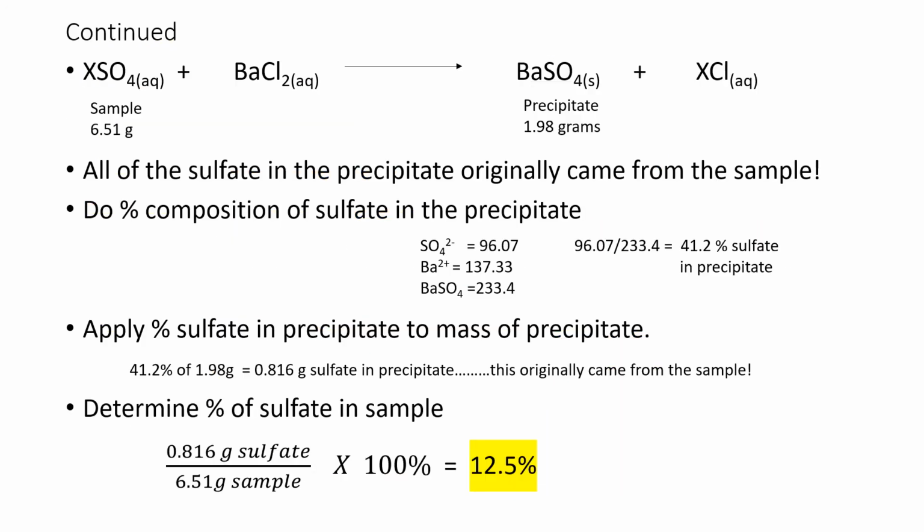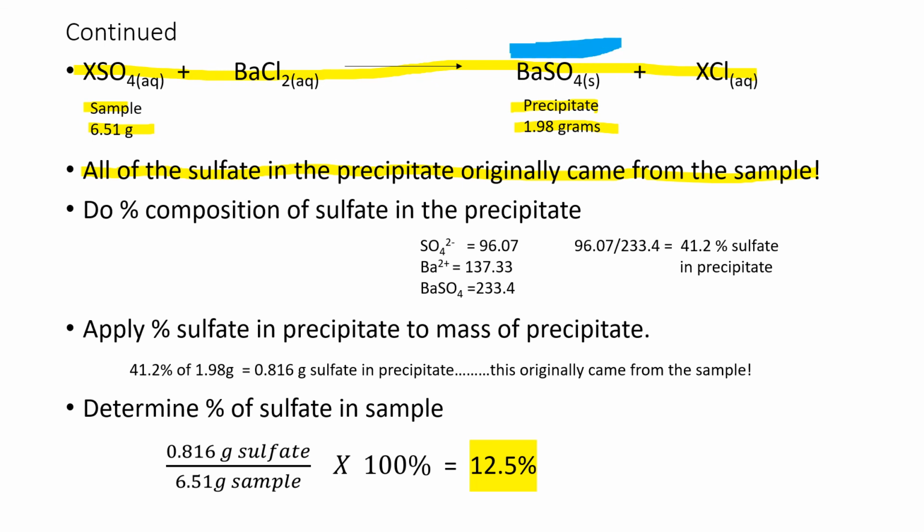So I kind of just rewrote our equation that we had up. What's happening, what our sample is, the mass, what our precipitate is, what's the mass. So there's a couple of key things we want to notice about this. The key thing we want to notice is that all of the sulfate in the precipitate originally came from the sample. So let's just think about what this means. Now I'm going to show this kind of in the blue here at the top.